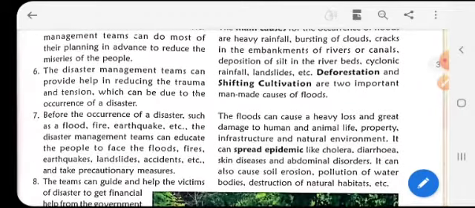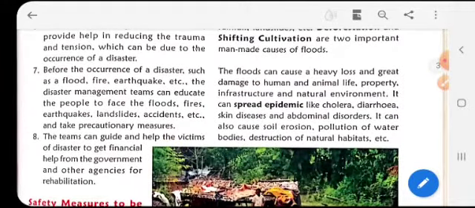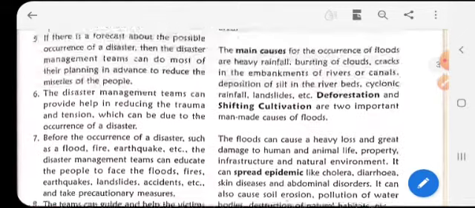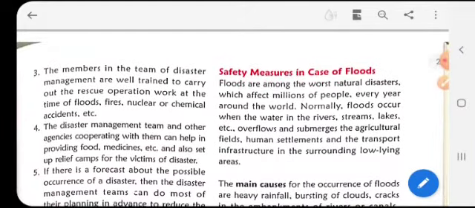Now, before the occurrence of a disaster such as flood, fire, earthquake, etc., the disaster management teams can educate the people to face the floods, fires, earthquakes, and all kinds of damages that can be caused. Then this team can guide and help the victims to get financial help from the government. So they have that kind of a function so that they can help those victims of the disasters to get help from the government.